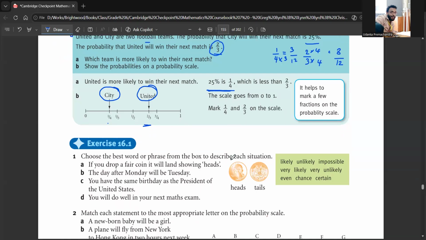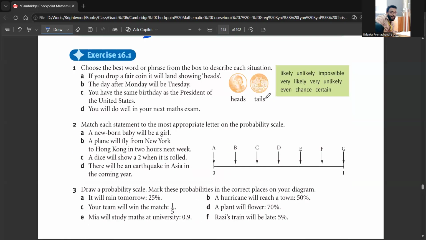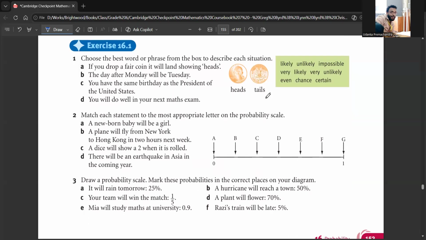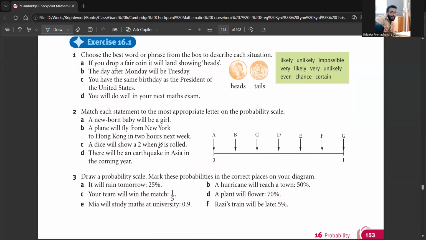Yes. You can try now. There is an exercise for you. Please try this exercise, and take some time. Okay, you can start 16.1 right now. Please try it.